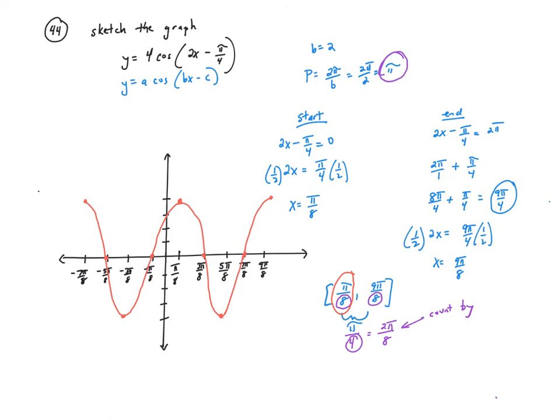Then we can draw our cosine curve. The directions might say to plot and label the key points. The key points are the points that occur in the interval that we found right here. So the key points are pi over 8, 4; 3 pi over 8, 0; 5 pi over 8, negative 4; 7 pi over 8, 0; and 9 pi over 8, 4.